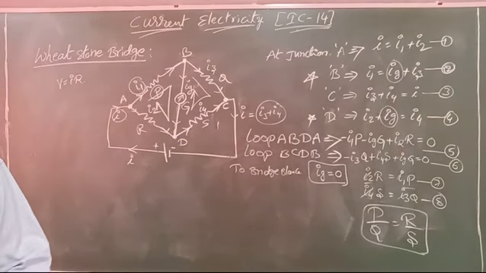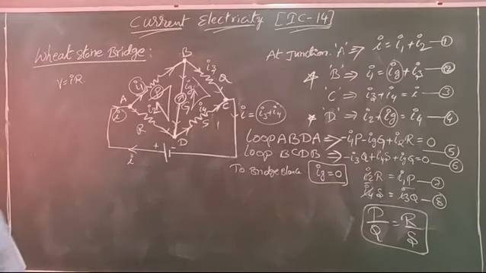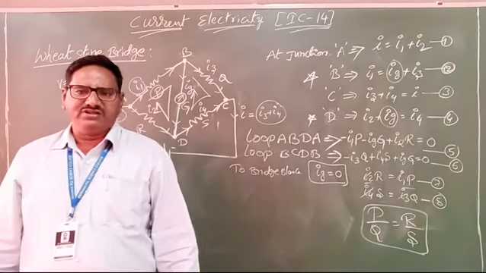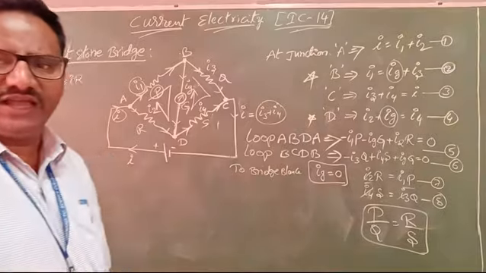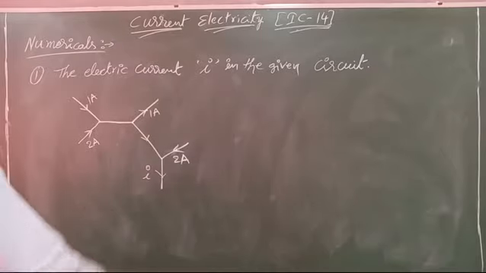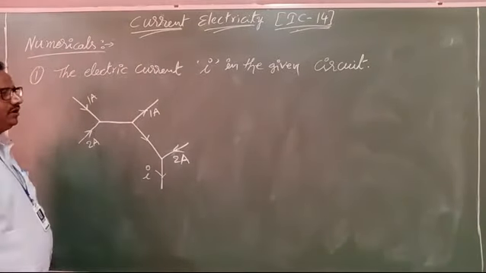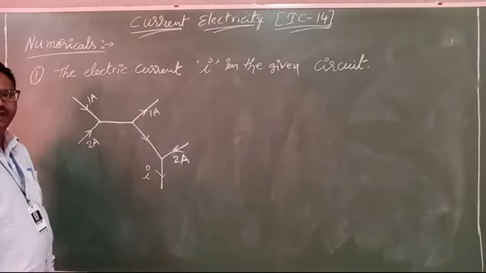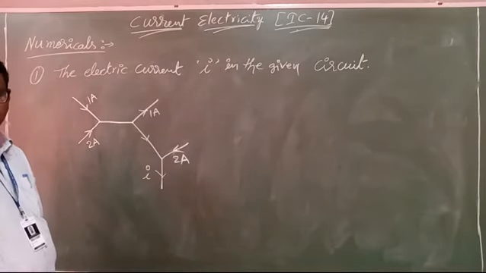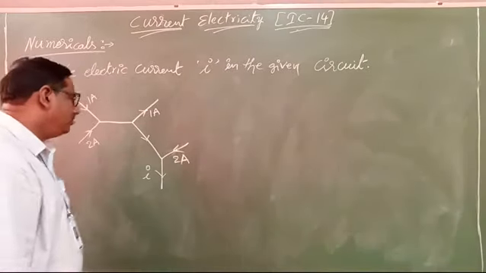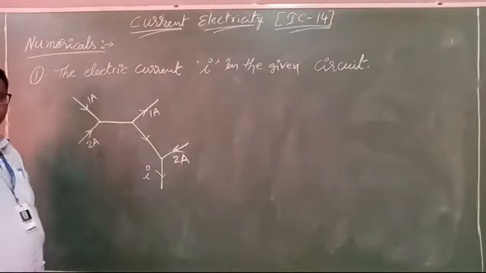Clear? Now, by using these Kirchhoff laws and the Wheatstone bridge principle, we will solve some circuits. See here, a very simple circuit. Find the electric current I in the given circuit. By seeing this one, it looks very different, yes or no? But why are we solving this one? It is very easy. How? We must follow the Kirchhoff first rule.